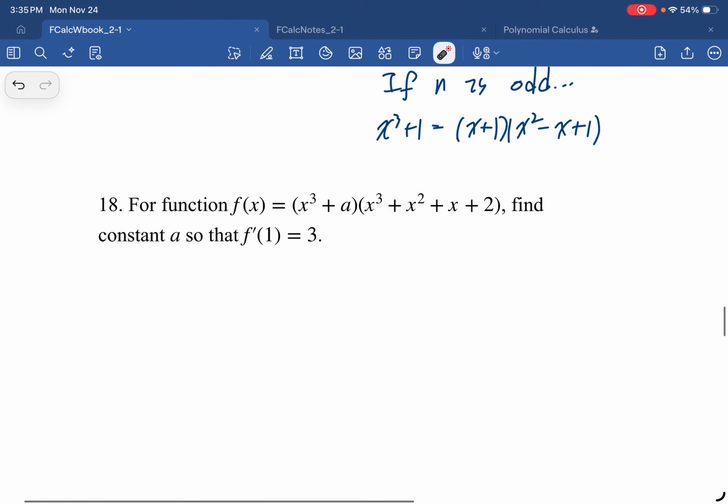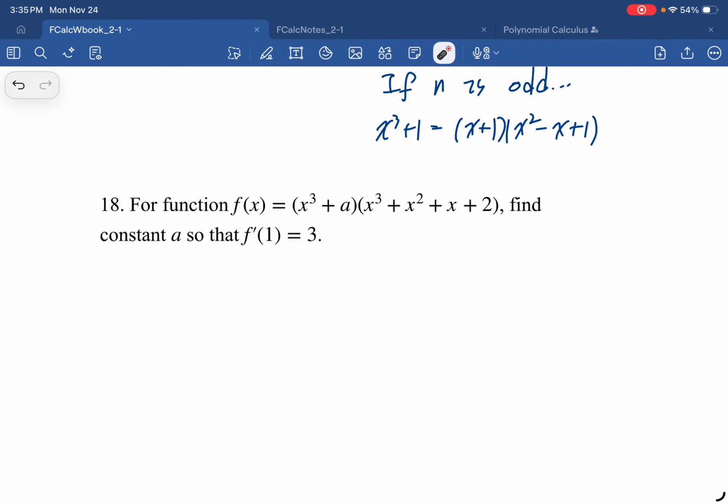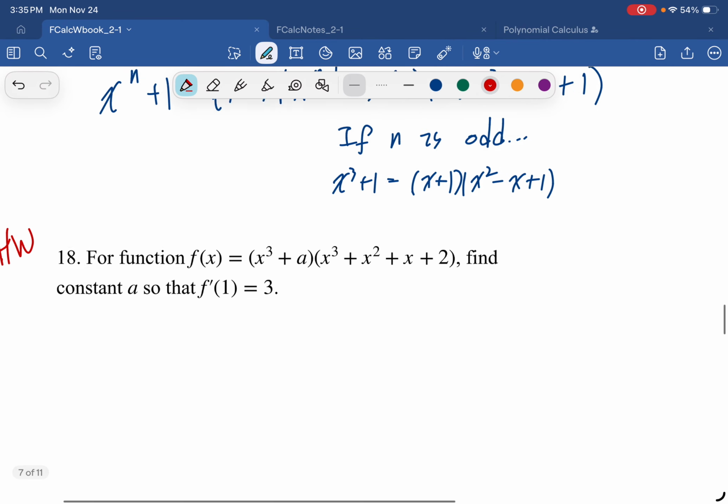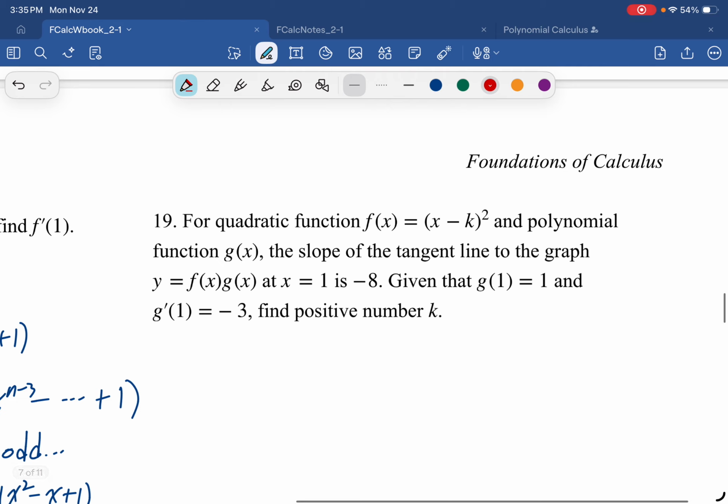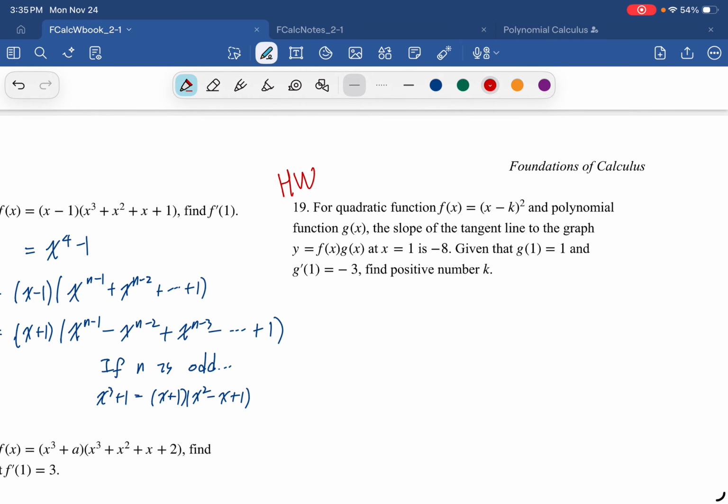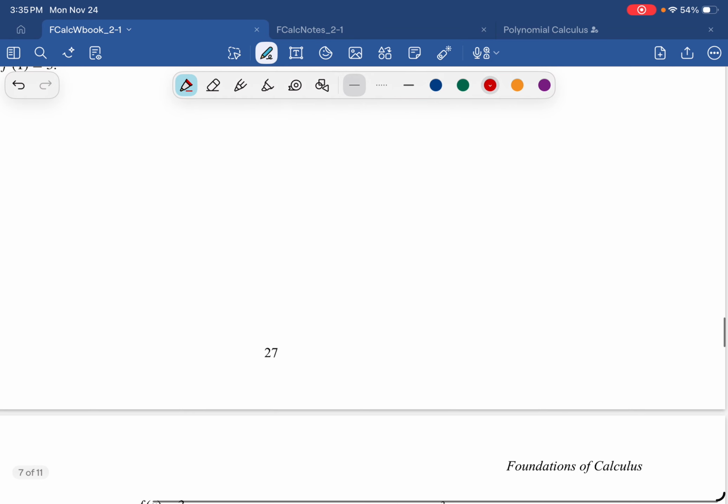All right, so number 18, this is just a product rule exercise, so I'll leave that up to you for homework, so you get comfortable with using the product rule. Number 19, quadratic and polynomial, the slope of the tangent line. This is also just utilizing the product rule, right? So this is basically just put the product rule in context and you should be good.